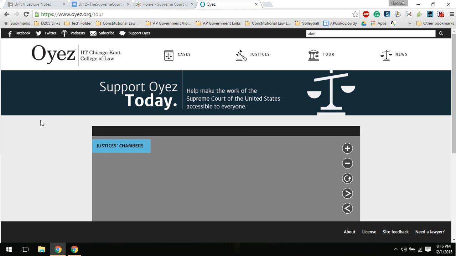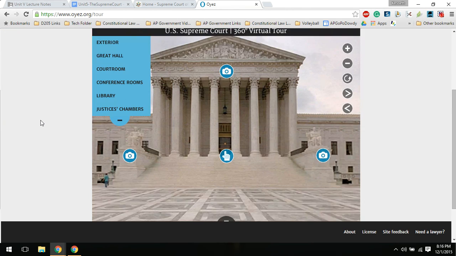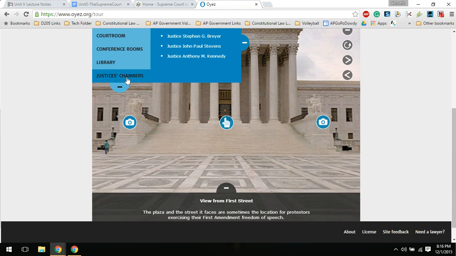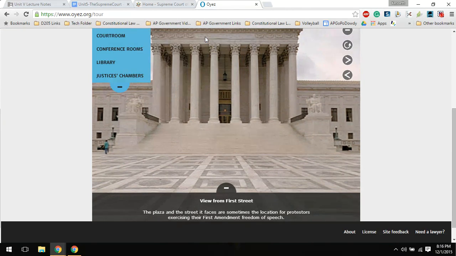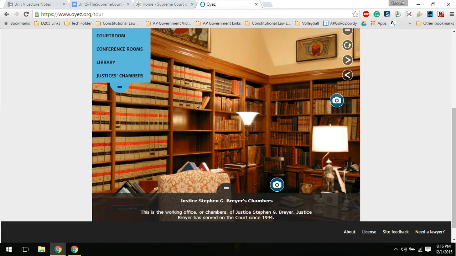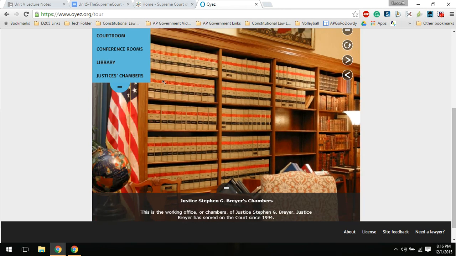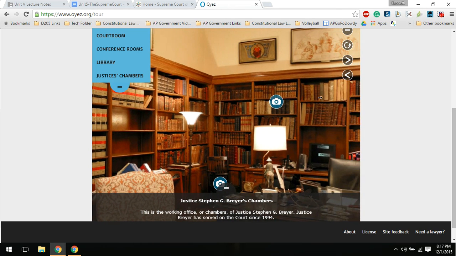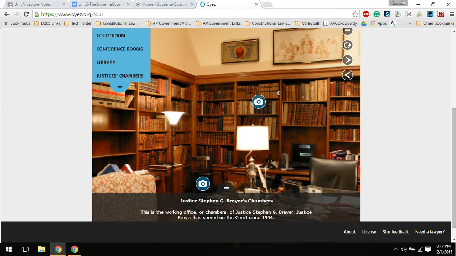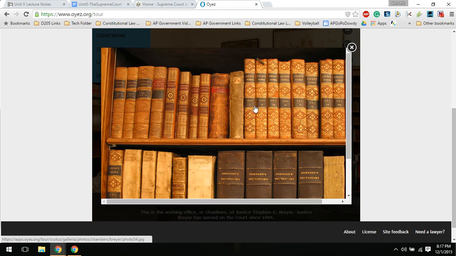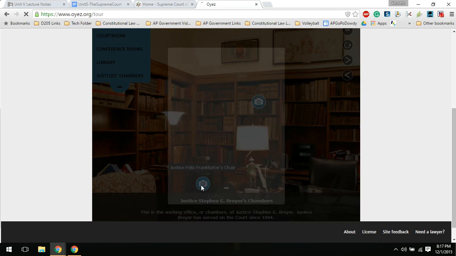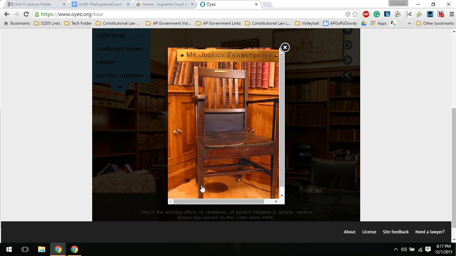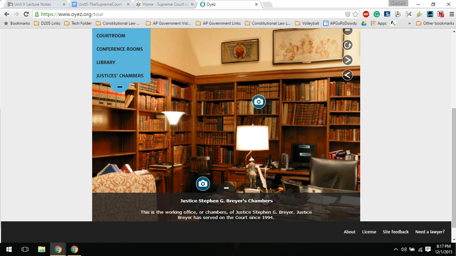If it loads. You can see the justices' chambers, where they work. Oh, that's pretty majestic. What do we got going on there? What is that? Book collection. Who cares about some dumb old books? What do we got here? A rocking chair from a former justice. This is the worst chamber ever.